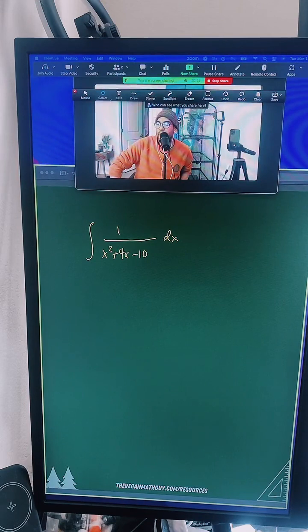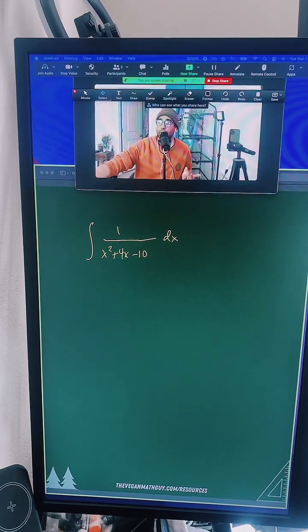Okay, so someone said factor it out. Let's try partial fractions. If we can factor it out, go ahead and tell me the factors for this. What numbers multiply to negative 10 and add to 4? This is technically calculus 2, because I don't think you guys do partial fractions in calculus 1. Yeah, so again, no one's telling me the factors here because there aren't any. There are no factors that multiply to negative 10 and add to 4.